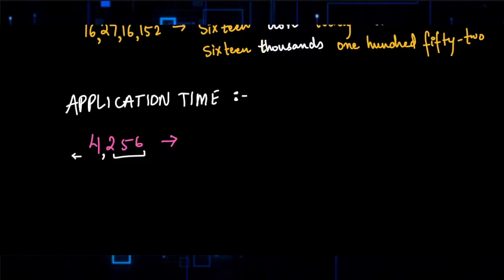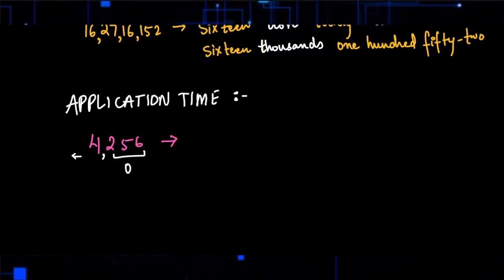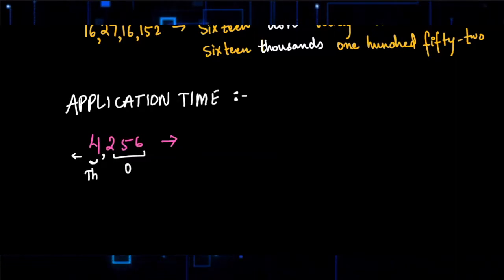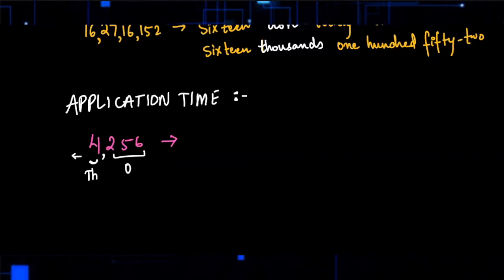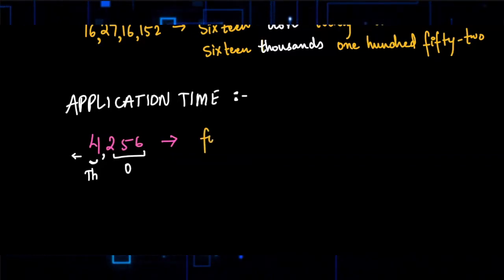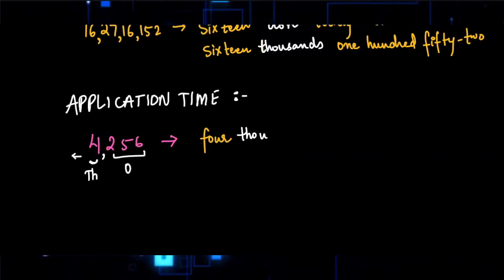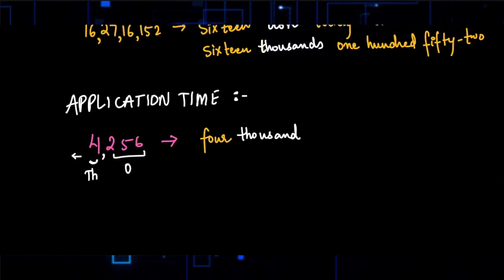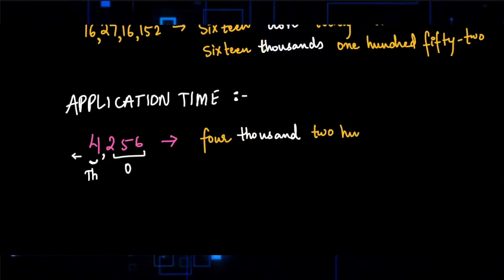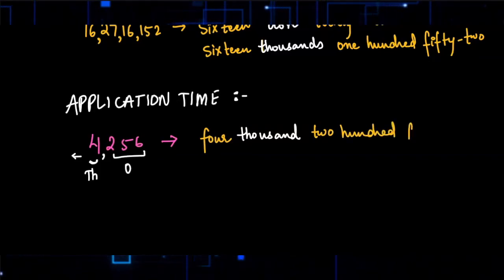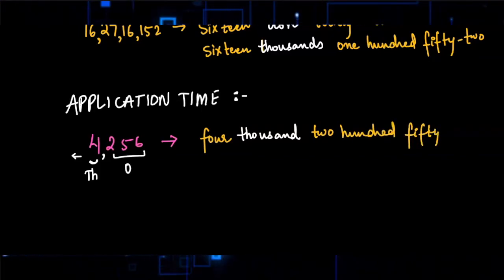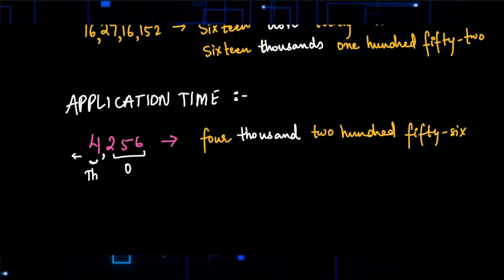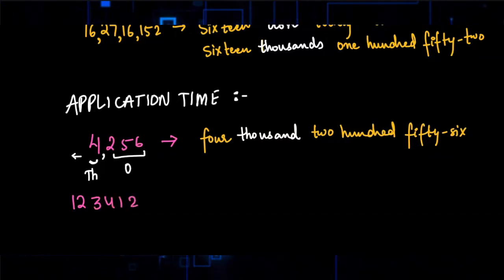And now the time for period. So this is the ones period and 4 comes under the thousands period. So how will we write the number name? We'll write it as 4 in thousands period, so 4000. Now 256. 256.